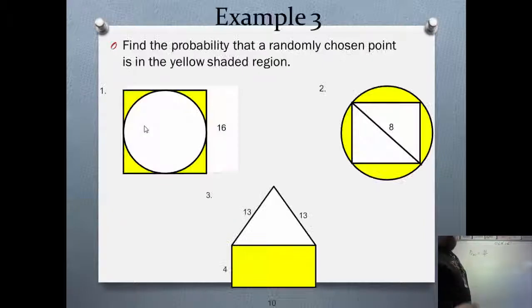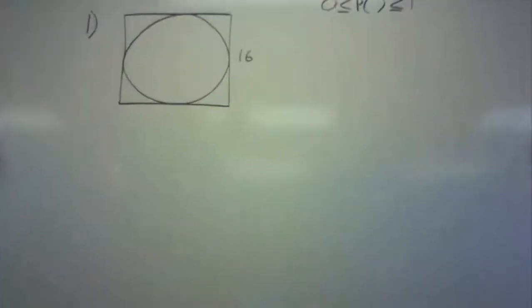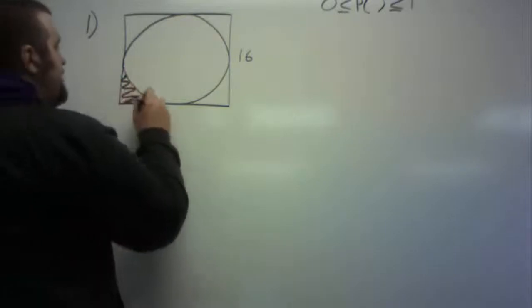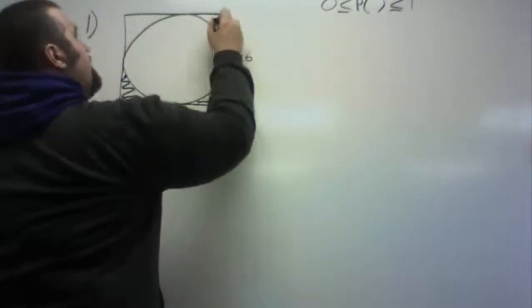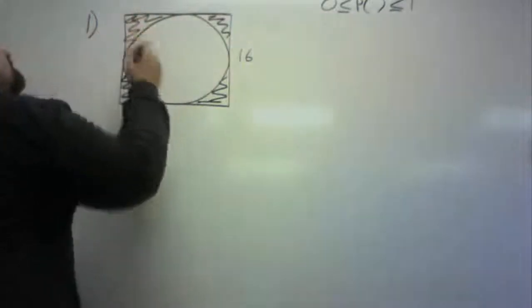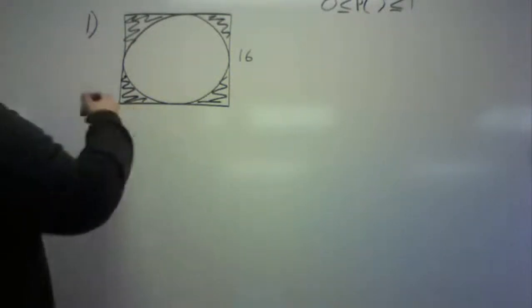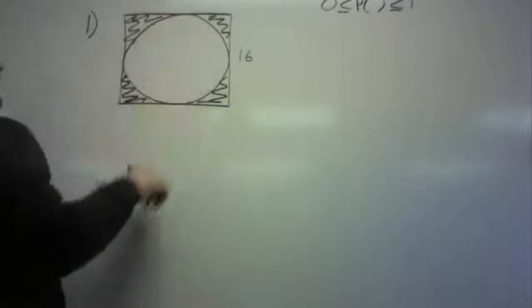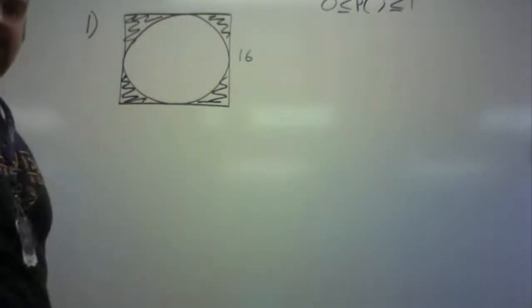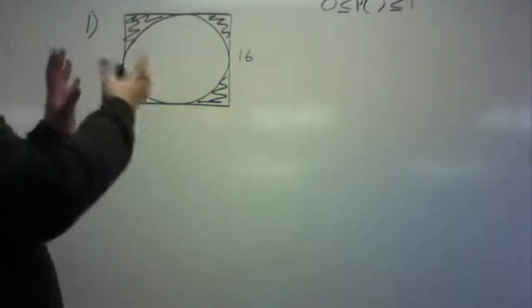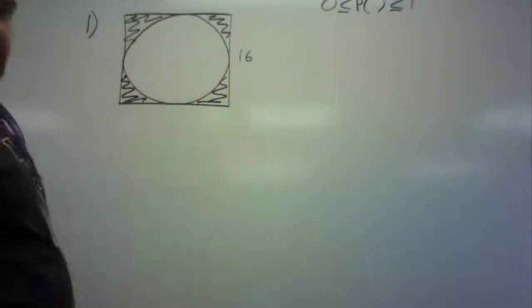So let's look at an example problem. What if I asked you to find the probability that a randomly chosen point is in the yellow shaded region? Well, if I want to know the likelihood it's here, I have to find out what the area of that region is. To find that area, if I knew the area of the square and the area of the circle, I could subtract them to get the area of that shaded region, because the big area minus the small area would be the area left over.